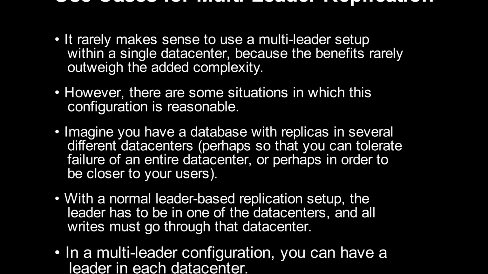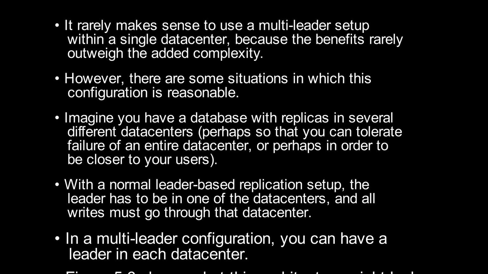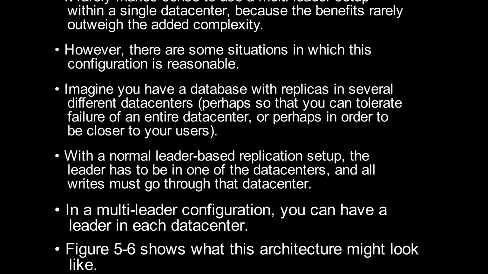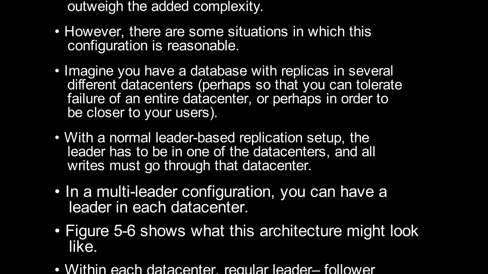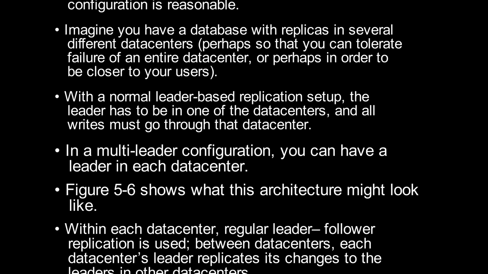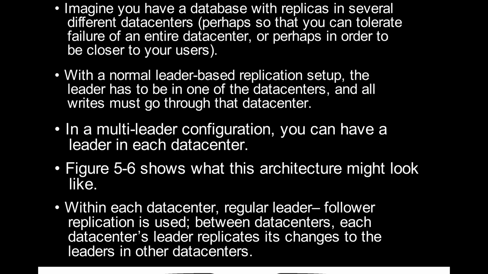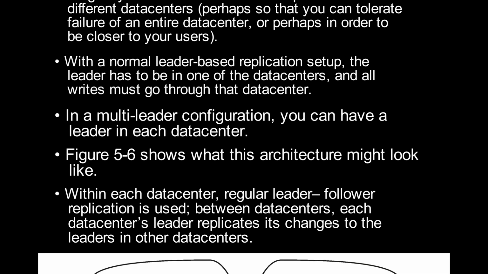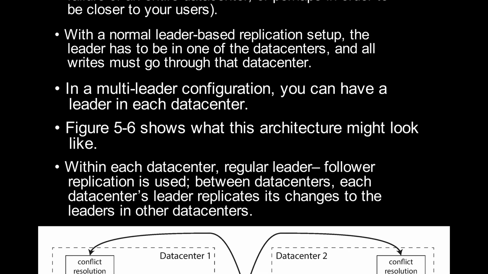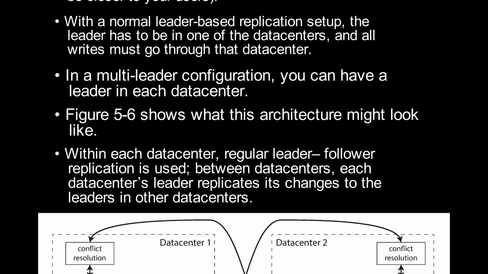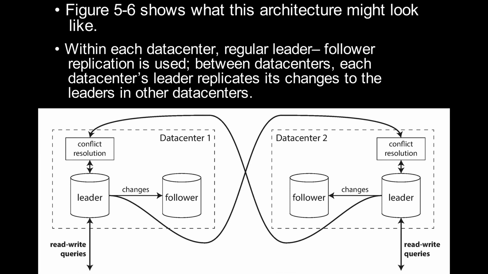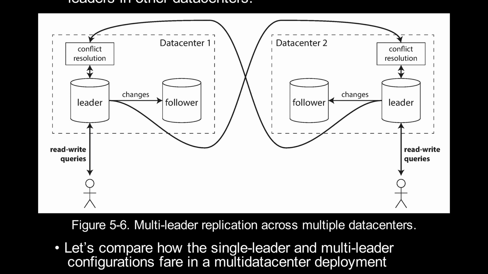With a normal leader-based replication setup, the leader has to be in one of the data centers, and all writes must go through that data center. In a multi-leader configuration, you can have a leader in each data center. Figure 5-6 shows what this architecture might look like. Within each data center, regular leader-follower replication is used. Between data centers, each data center's leader replicates its changes to the leaders in other data centers. Figure 5-6. Multi-leader replication across multiple data centers.